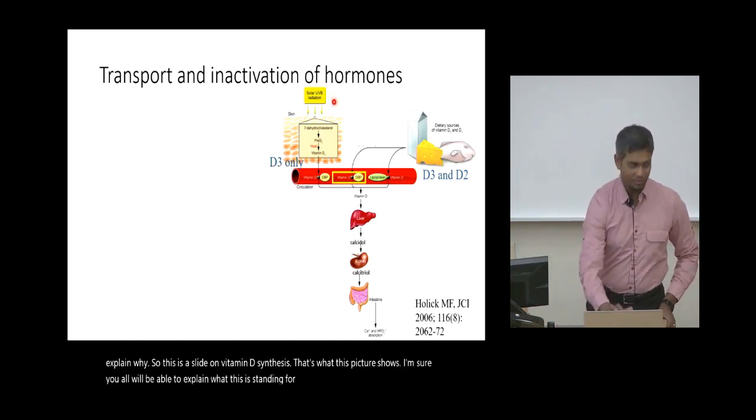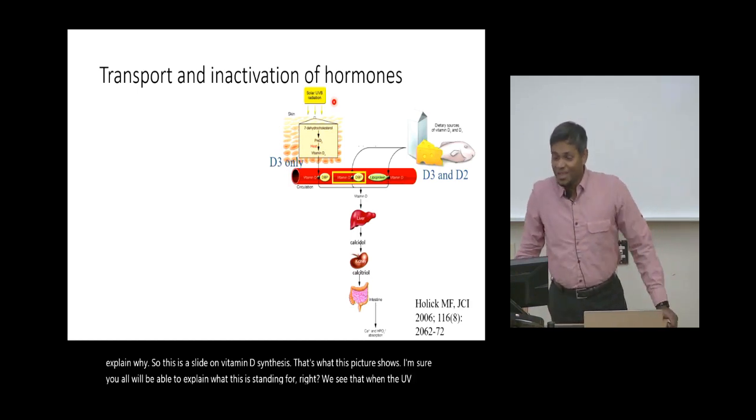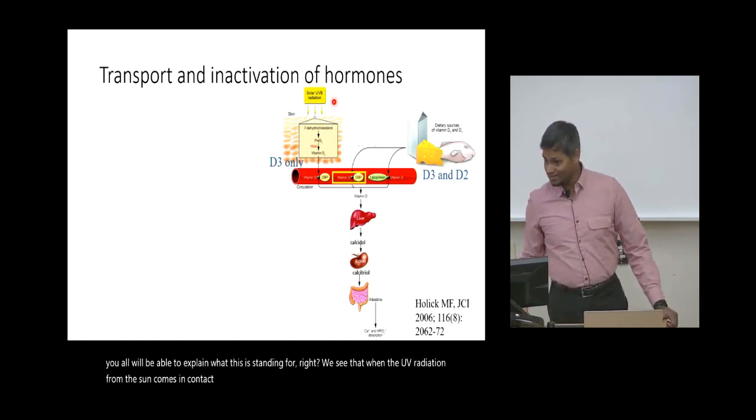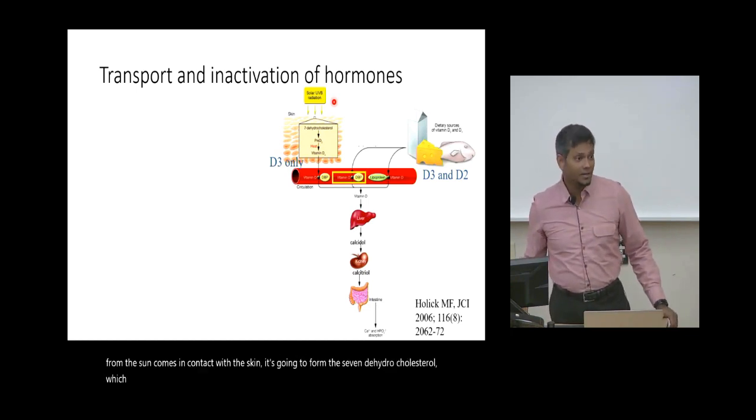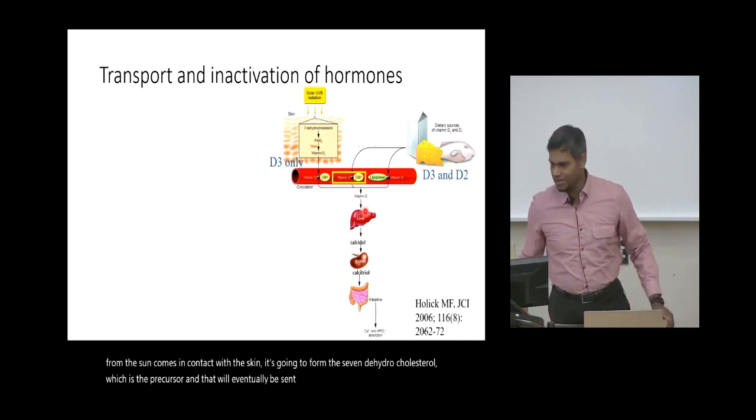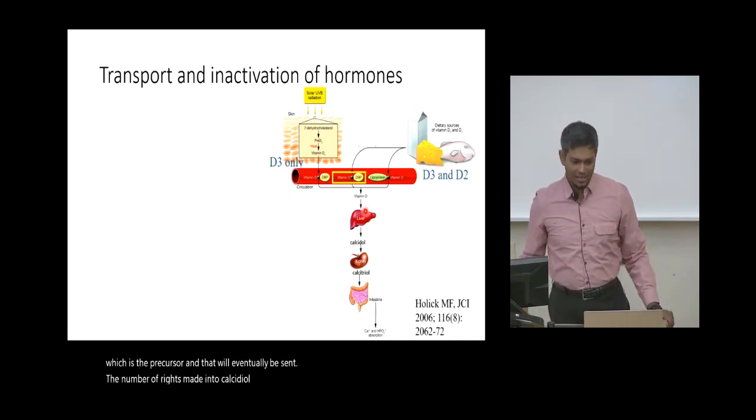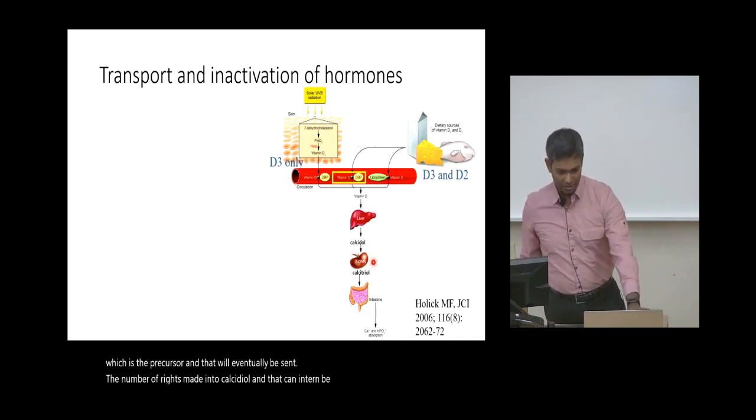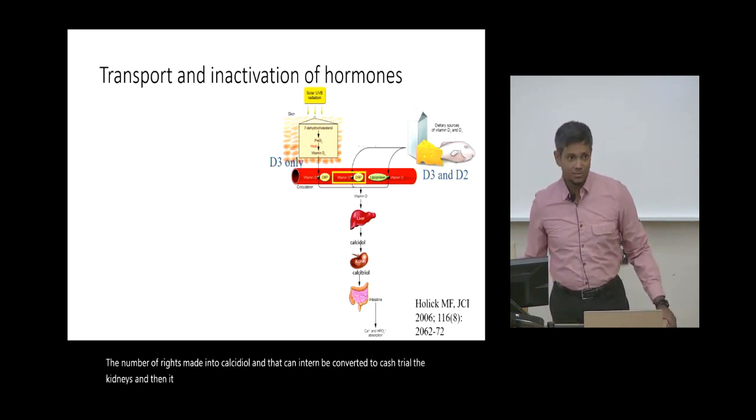You see that when the UVB radiation from the sun comes in contact with the skin, it's going to form this 7-dehydrocholesterol, which is the precursor. And that will eventually be sent to the liver, where it's made into calcidiol, and that can in turn be converted into calcitriol in the kidneys, and then it acts on the small intestines.